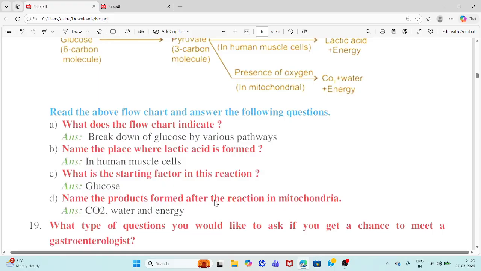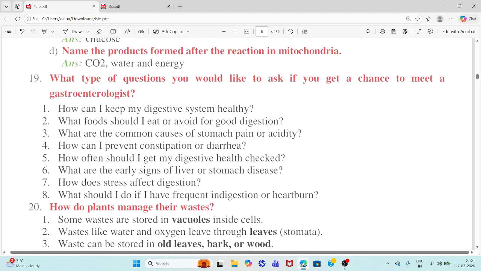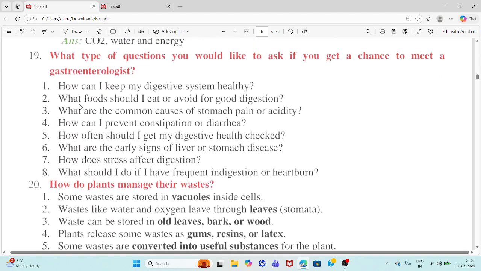Name the products formed after the reaction in mitochondria. Here mitochondria is there. So what are the products? Carbon dioxide, water plus energy. Completed 18th question. Now 19th question.